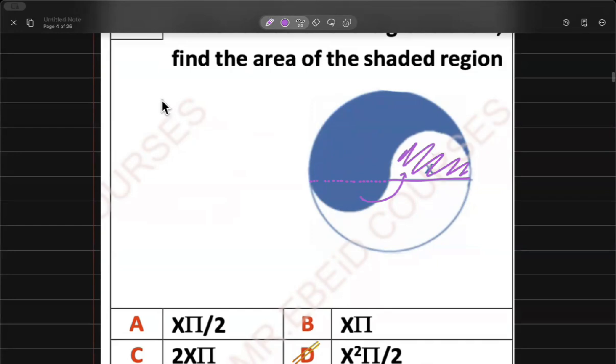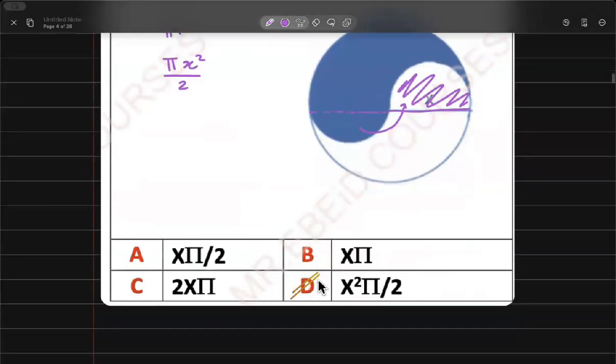As you know, the area of the circle formula is pi r squared. And we have the radius length equals x. So it's pi x squared. To find half of the circle, which represents the area of the shaded part, it will be pi x squared over 2. So the answer is D.